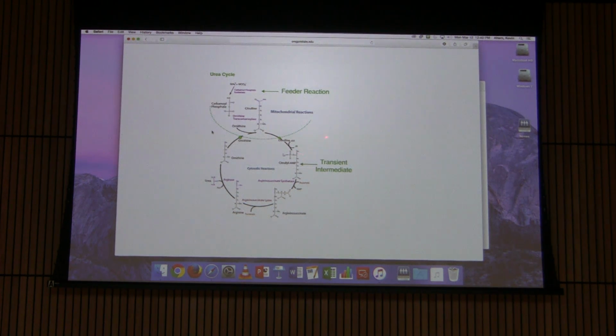Okay, as I noted, everything down here below this green dotted line is occurring in the cytoplasm, and that's where the urea is ultimately released. Questions on that?